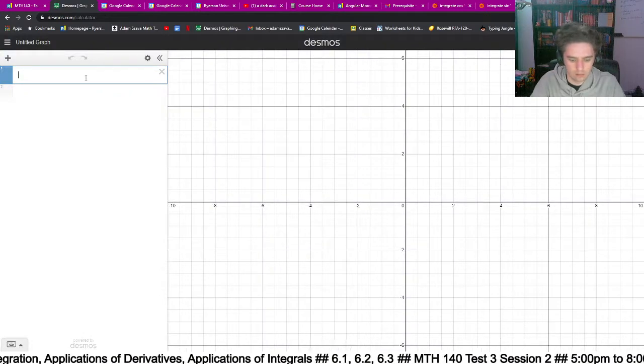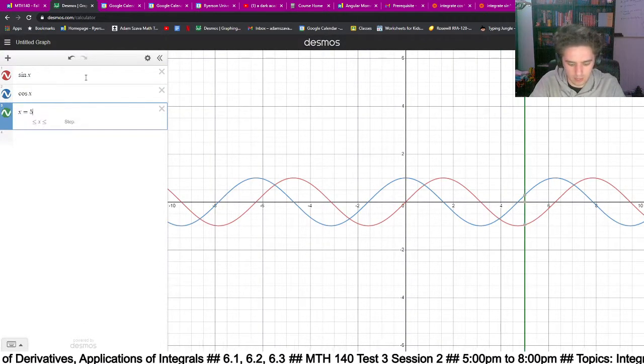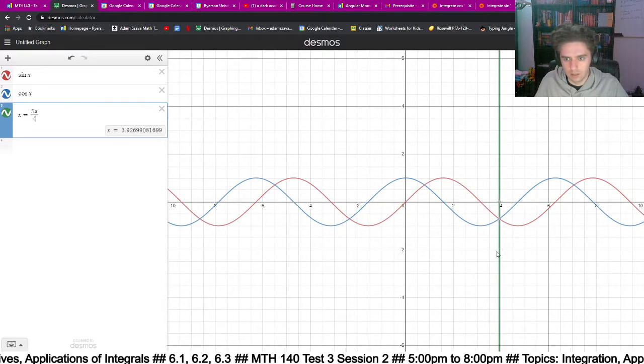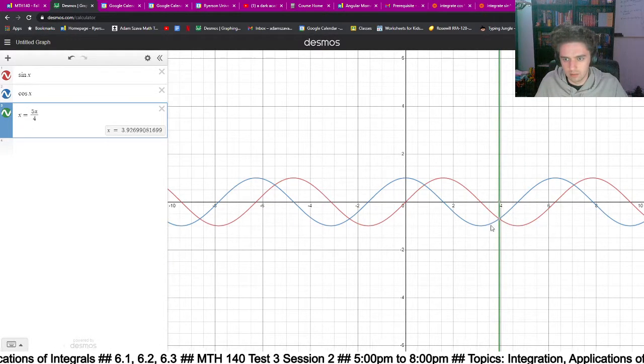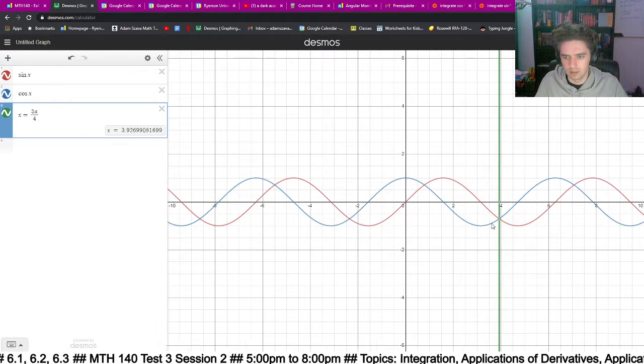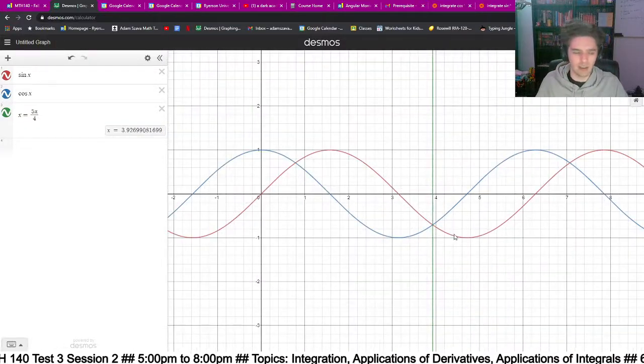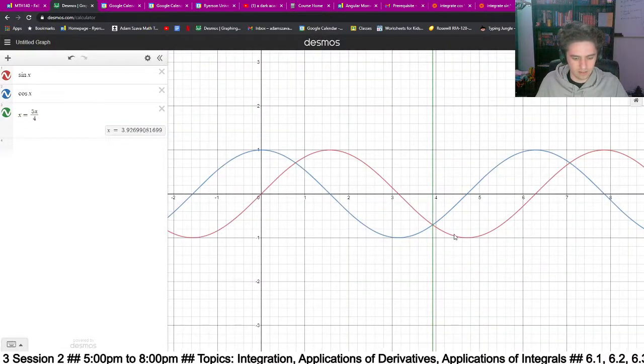It should be positive. Sine x, cos x, x equals 5 pi over 4. They're both negative at that point. Oh, I'm in radians. Yeah, it's in quadrant 3, right? 5 pi over 4. So they're both negative. Oh, I'm being stupid. Okay, yeah, it's in quadrant 4.